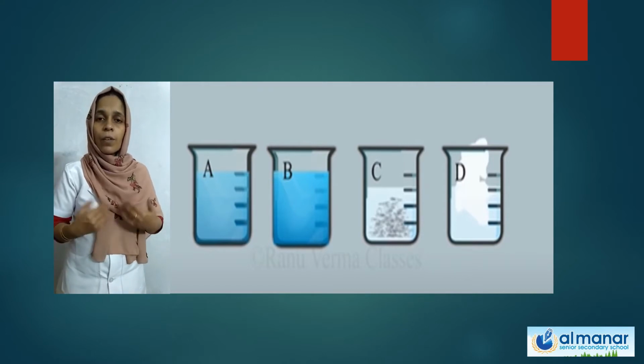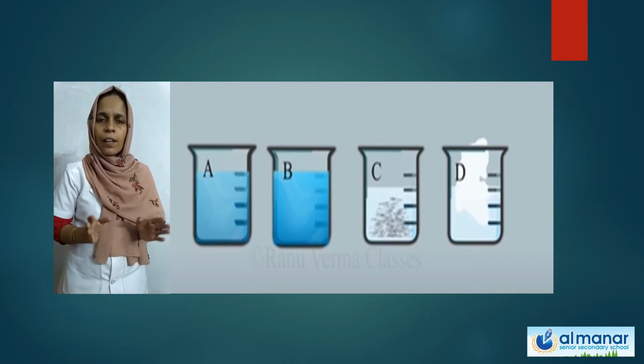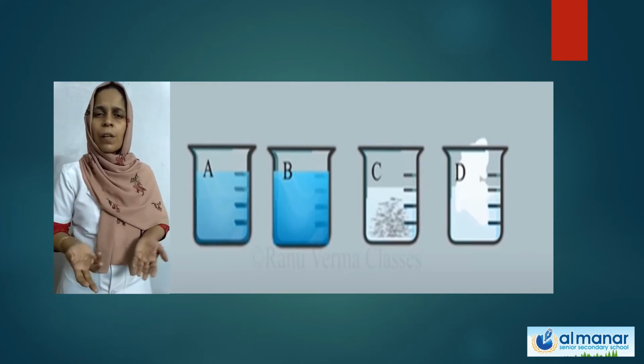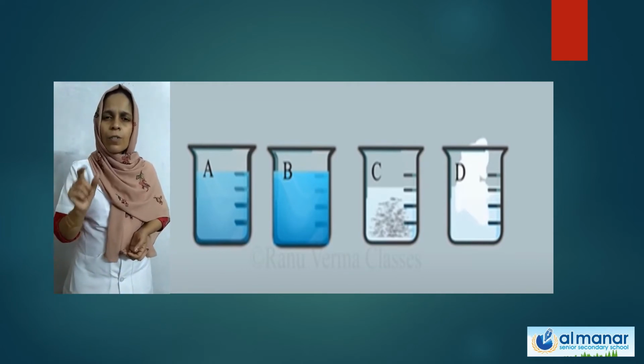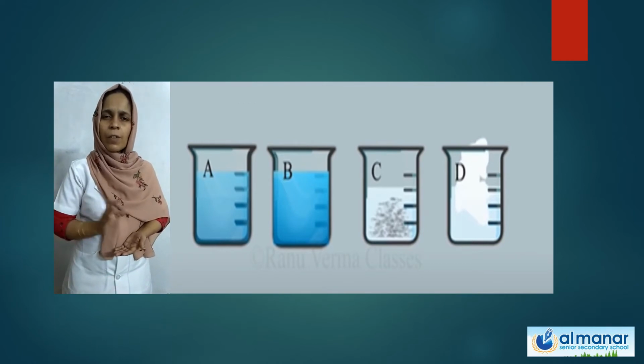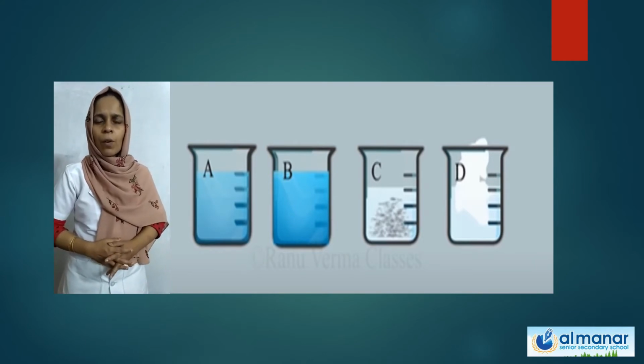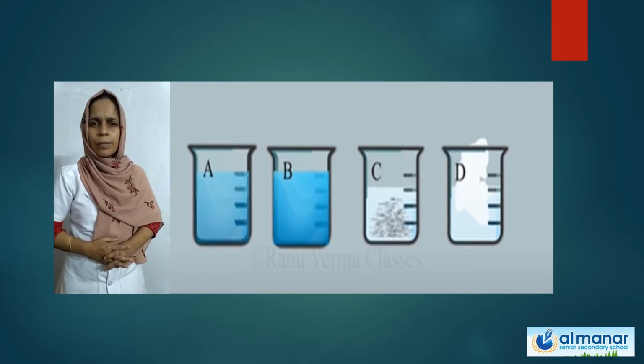Then what about beaker D? Again, we have taken milk and water, they mixed, or milk completely dissolves, or we can say the milk is miscible in water, and it also forms a mixture with uniform composition. So the mixture in beaker D again constitutes a homogeneous mixture.